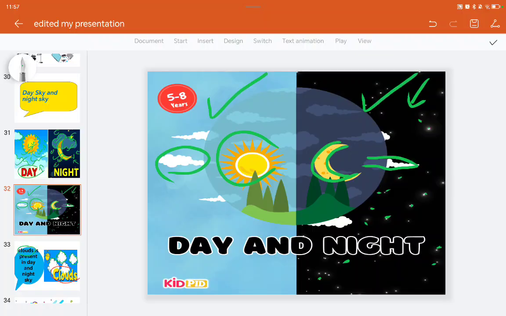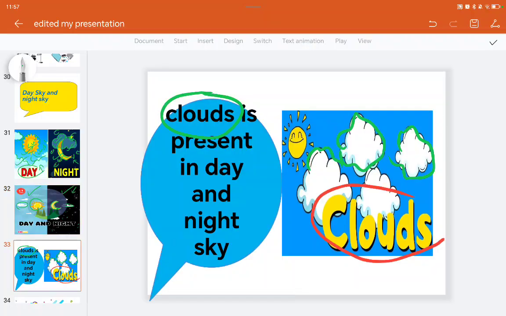Again, focus with me. We have something which is present both in day sky and night sky. What is this something? They are the clouds. So the clouds are present in day and night sky.